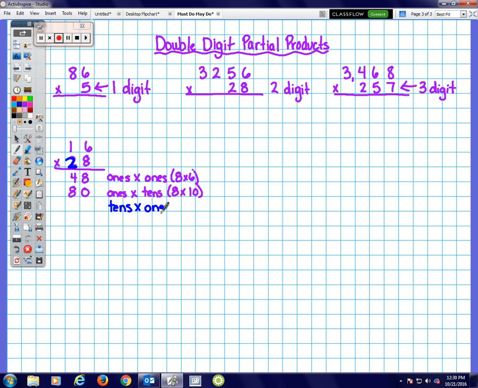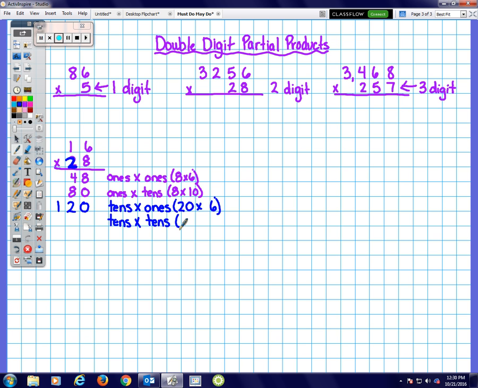Times the ones place. So that 2 is worth a 20 times my 6. It's in the ones place, so it's just worth a 6. So 2 times 6 is 12 plus my 0. I get 120.